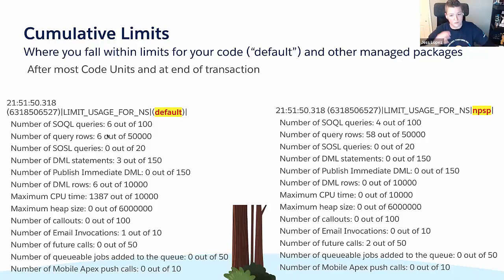So if you're running into governor limit issues, you can look after each code unit and see where you were in limits. If you're getting close to a limit, it throws all these asterisks next to it and says something like getting close to the limit. This is after every code unit, and then there's one at the very end of the log for the whole transaction.